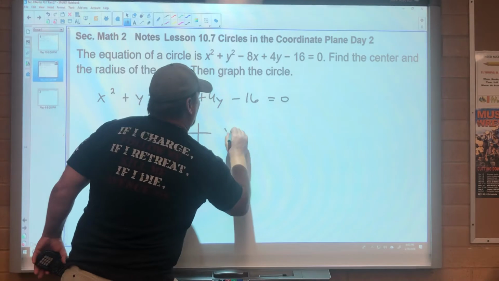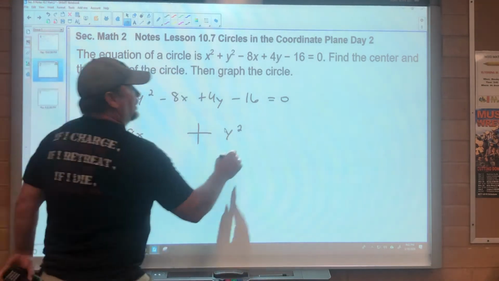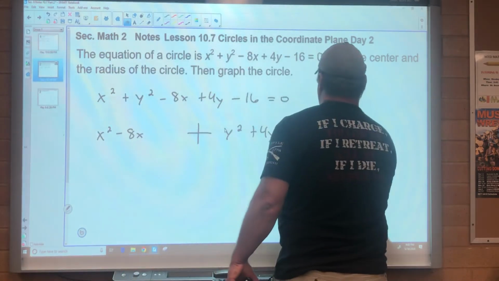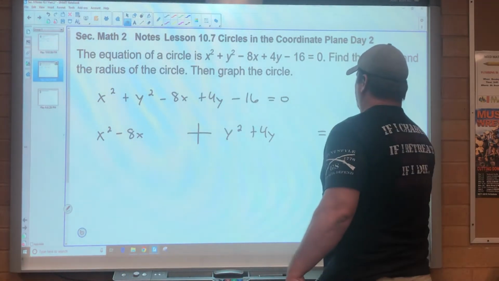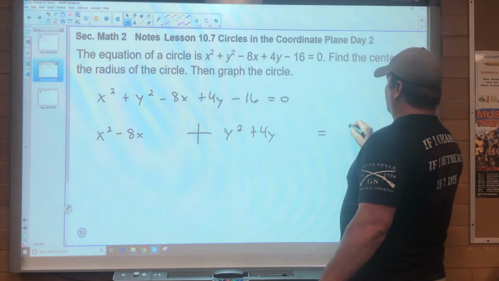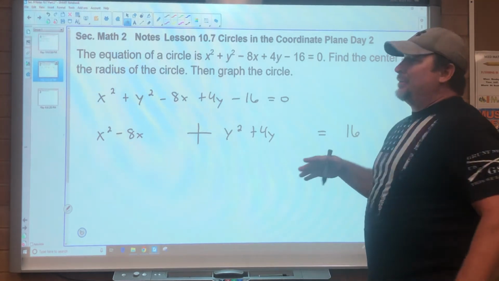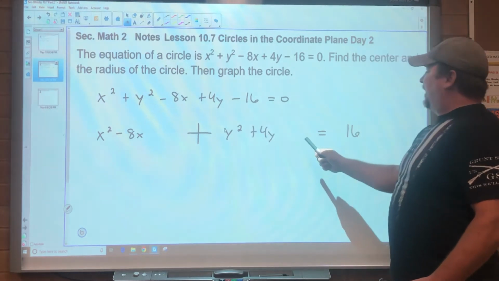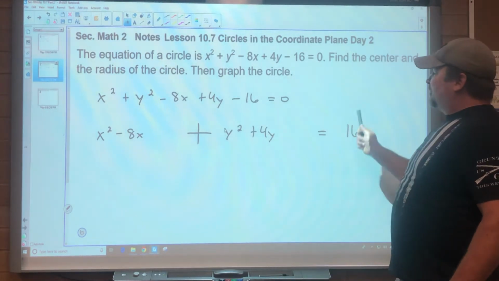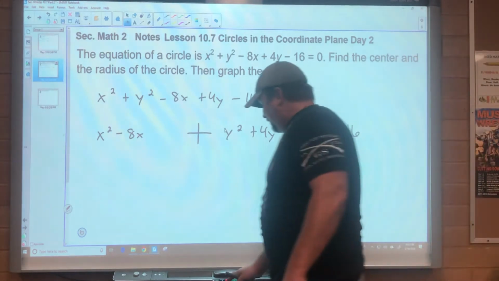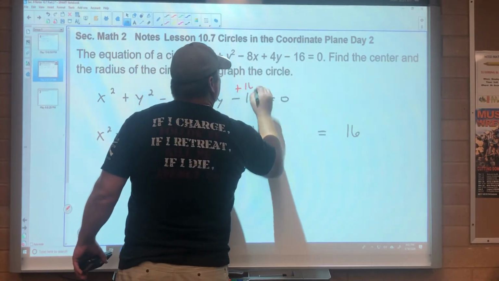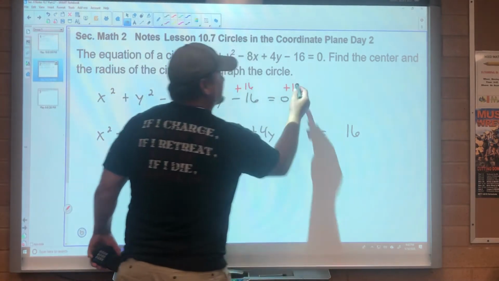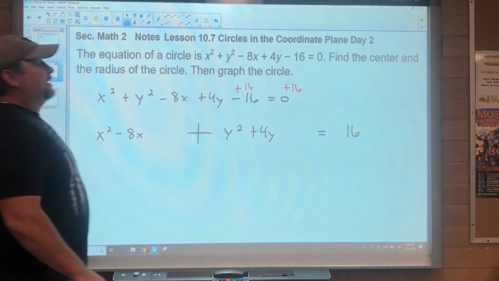And the y stuff will go here. So watch. Y squared plus 4y. Now I'm going to leave a space. Equals, and watch what I do. 16. Somebody tell me, how did I get 16 to go from negative 16, and now it's on the other side of the equal sign, to go positive 16? Well, I'll show you. If we did this, we added 16, so we added 16, and 16 plus 0 is 16. That's how we got it.